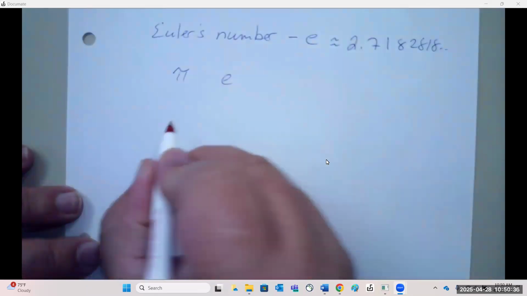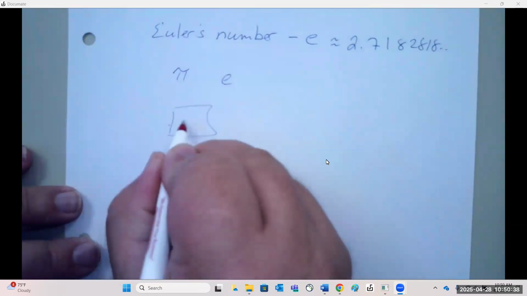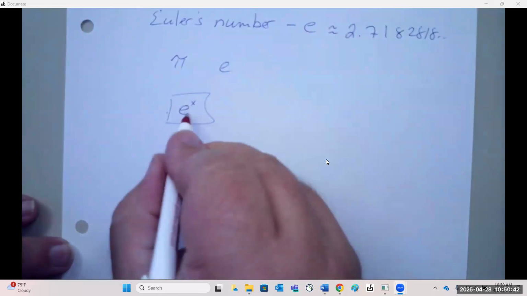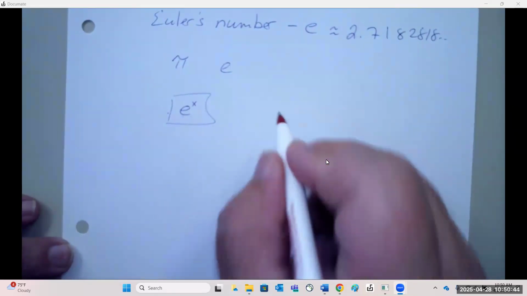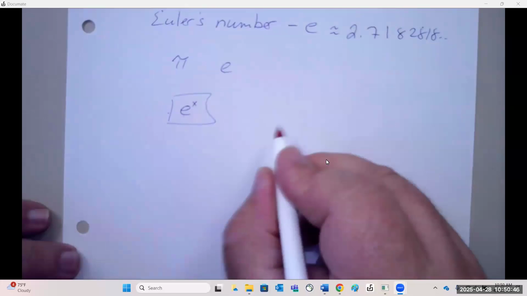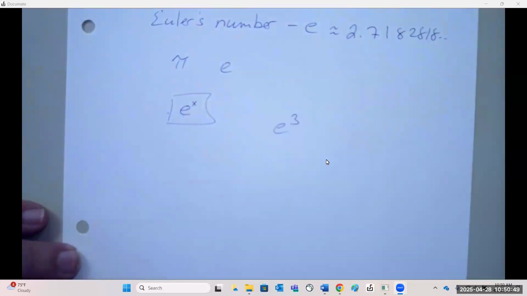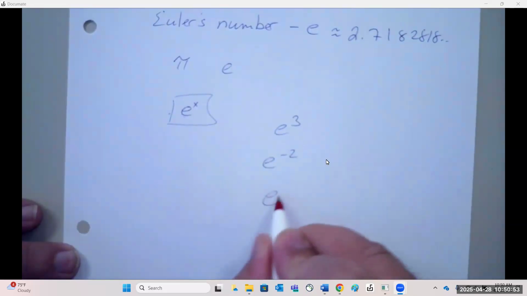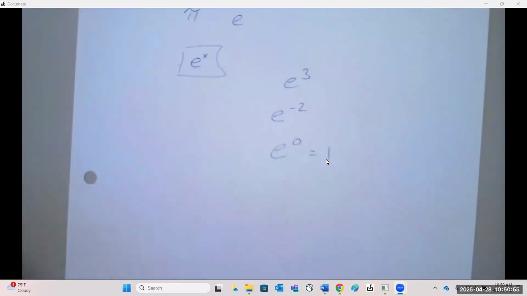And what you're going to see on your keypad is e to the power x. You press that button, and then it'll ask you for entry. So you can put something like that and enter, or you can put -2, or e to the 0, which is 1. You can put whatever you want in there, and it's just going to give you that answer. All right, that's it for that one.